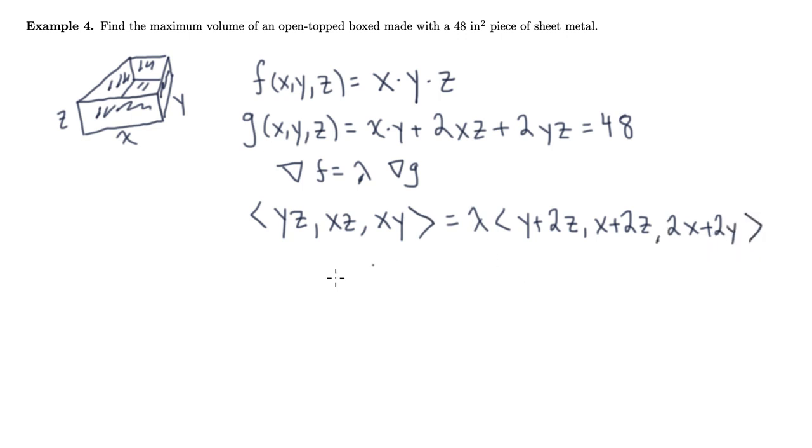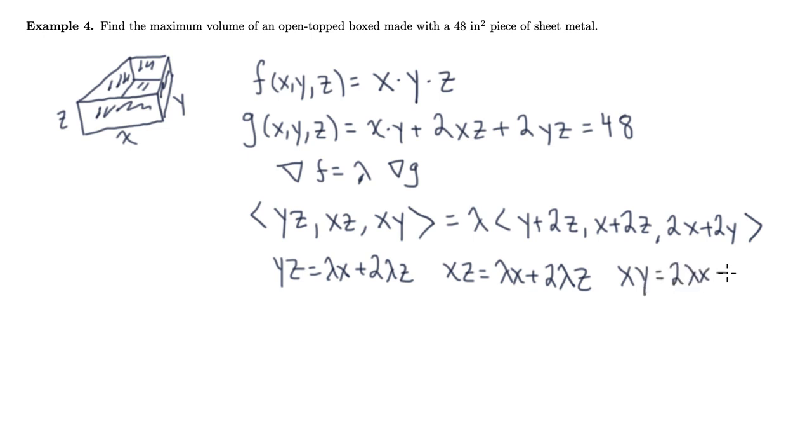Okay, so I get three equations from this. I get yz is equal to lambda x plus 2 lambda z. And then I get xz is equal to lambda x plus 2 lambda z. And then finally, I get xy is equal to 2 lambda x plus 2 lambda y.